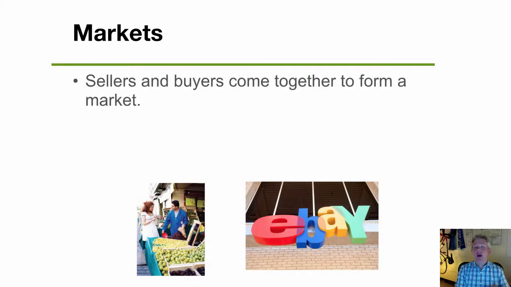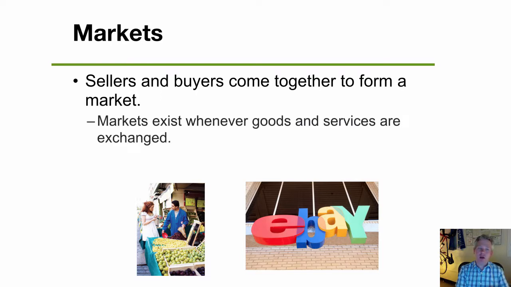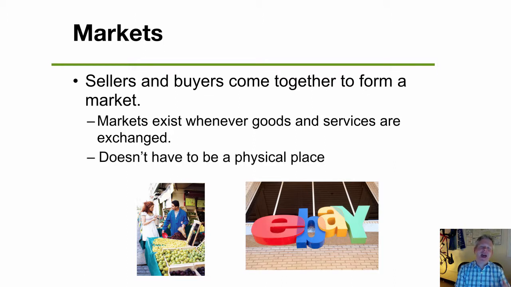What are markets? Well, sellers and buyers come together and they form a market. Markets exist whenever goods and services are exchanged between buyers and sellers. Obviously, something like a farmer's market is a market, but also something like eBay, where you have buyers and sellers. Those are both examples of markets. So it doesn't have to be a physical place. In fact, a lot of buying and selling these days happens through virtual markets online.